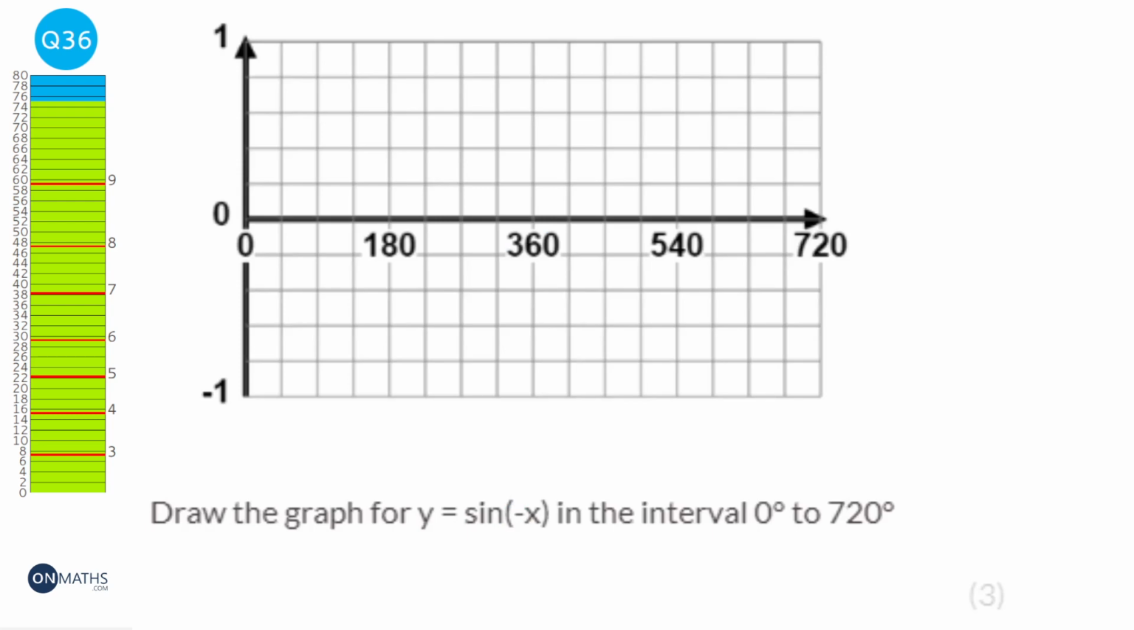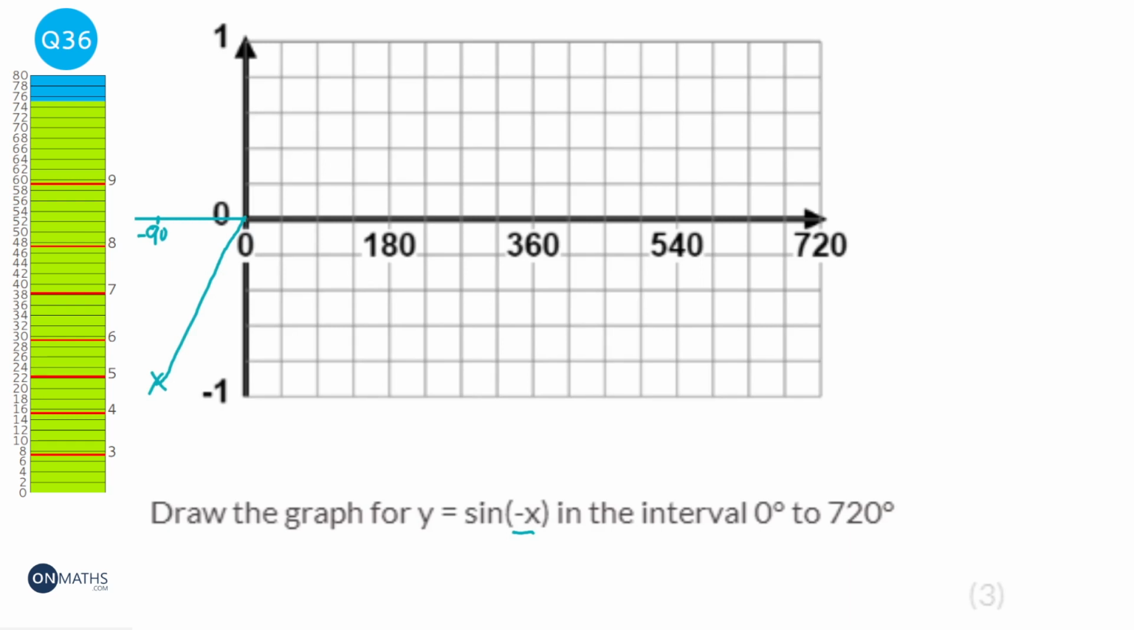When you have a minus in the brackets in the function, you're going to reflect it in the y-axis. So we're going to have to reflect this in the y-axis. We need some kind of understanding of what the sine wave does before it gets to 0, 0. It starts by going up. So when we go backwards, it actually goes to minus 1 at minus 90, and then it will go back up to 0 at minus 180.